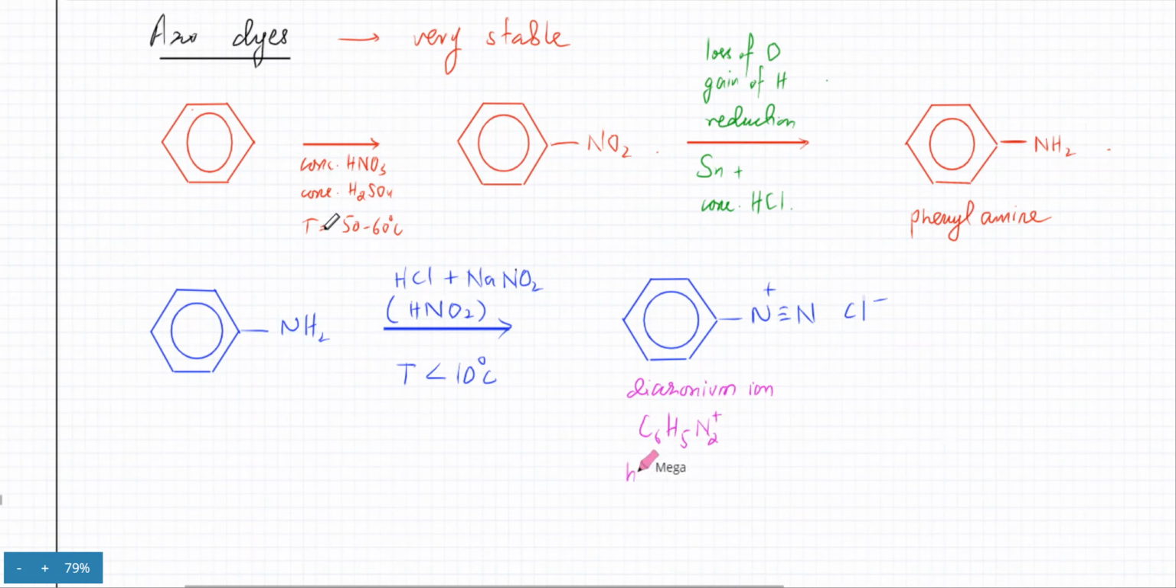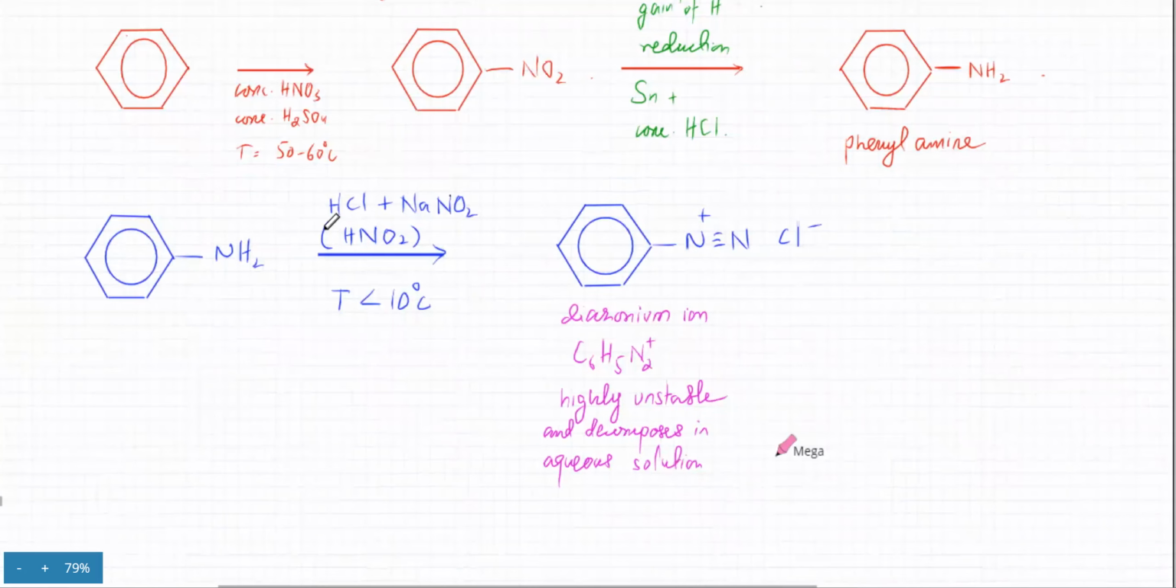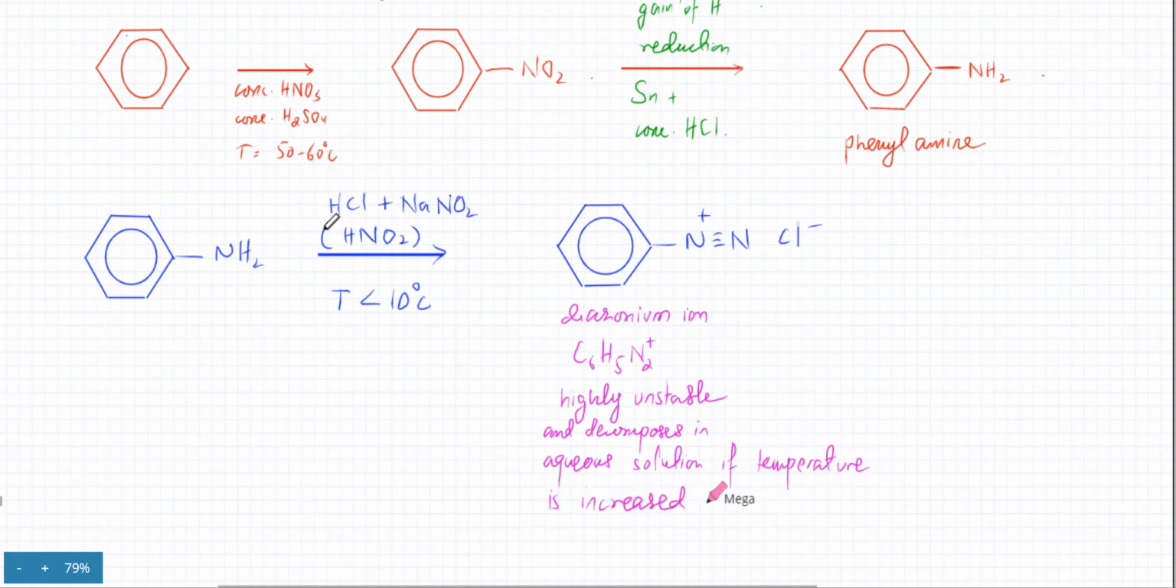It's highly unstable. It decomposes in aqueous solution very rapidly to produce a phenol if temperature is increased. So if temperature is increased and becomes greater than 10 degrees centigrade, this is all that's going on so far.